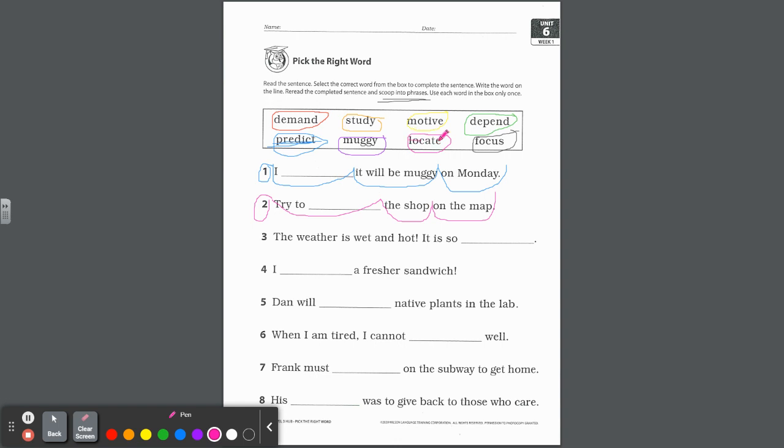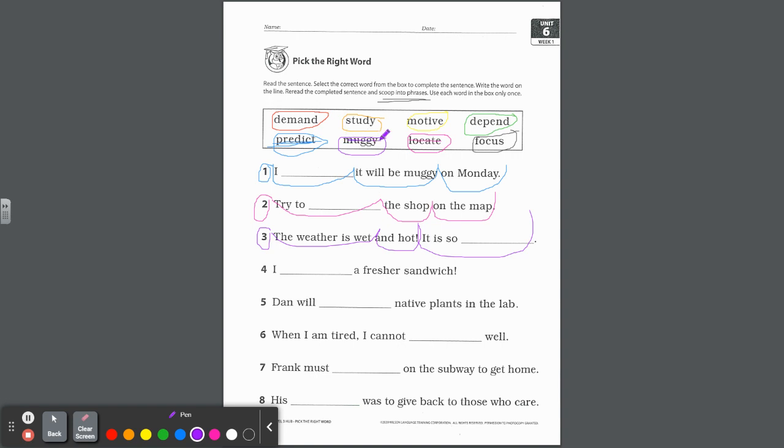There are multiple ways. Number 3, the weather is wet and hot. It is so blank. What was that word we said can describe the weather if it's humid? Right, muggy, M-U-G-G-Y. The weather is wet and hot. It is so muggy. Very good.